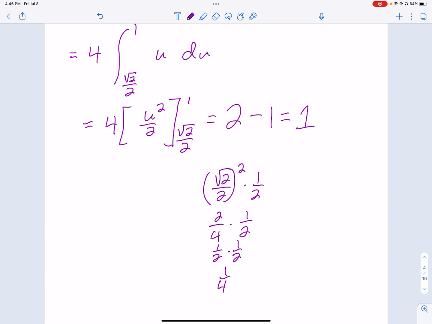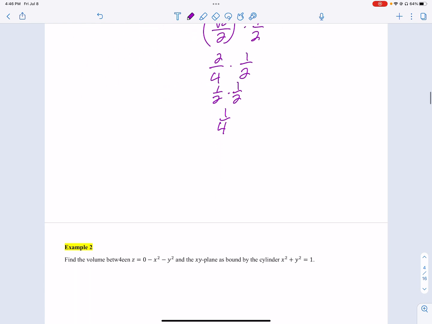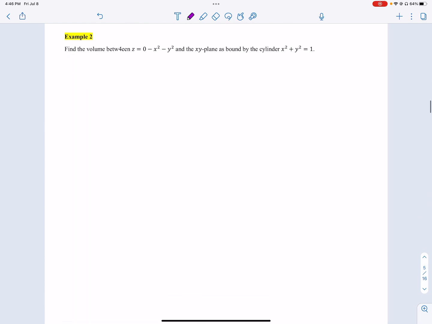All right, you can use your calculator if you'd like. That is perfectly fine at that point. I just want you to put the integral together, take the first integral, and then you can use the calculator on the second one. All right, got a couple more for you here. So it says find the volume between z equals 0 minus, I think that's supposed to be a 9.